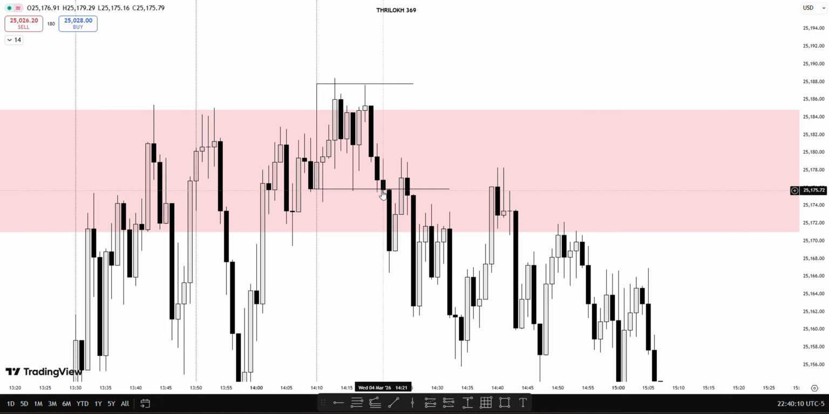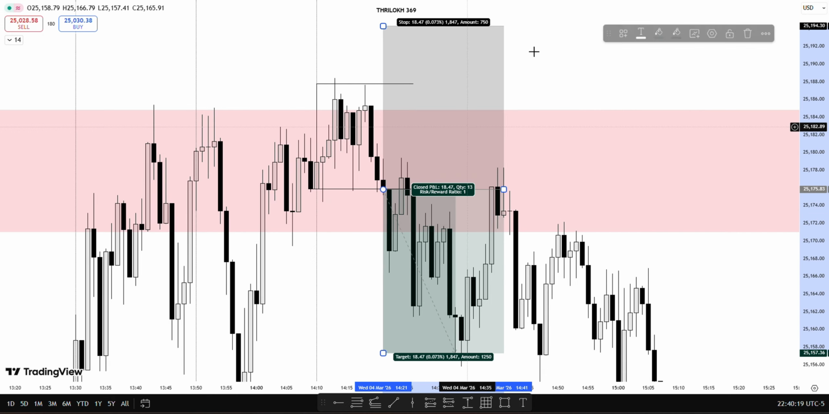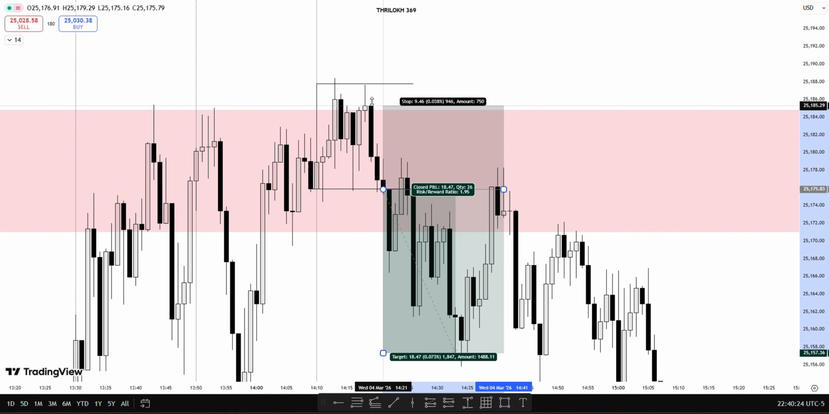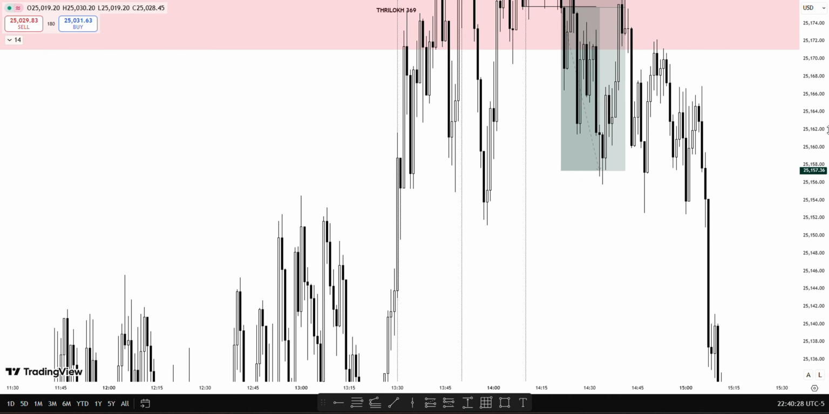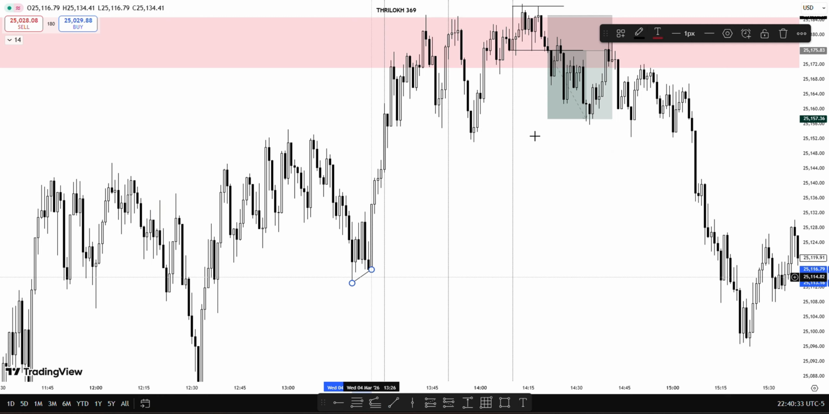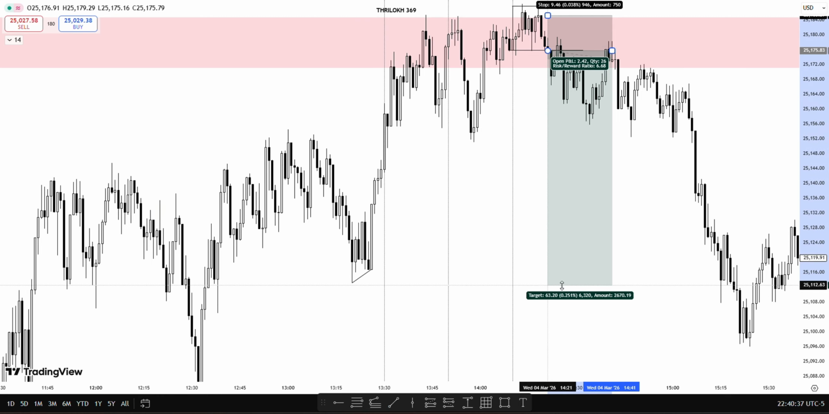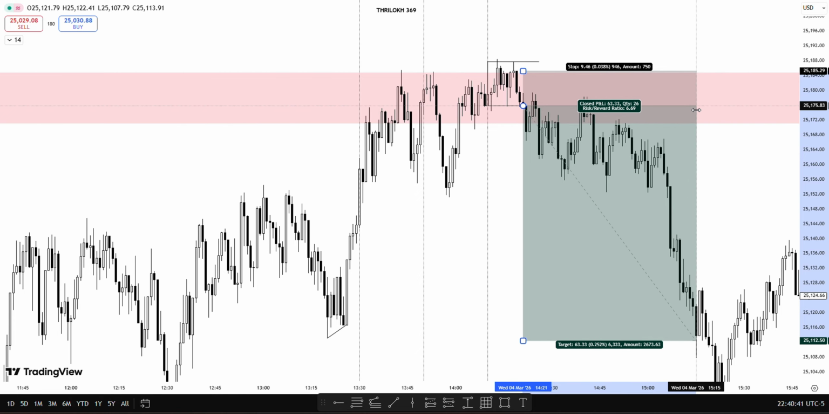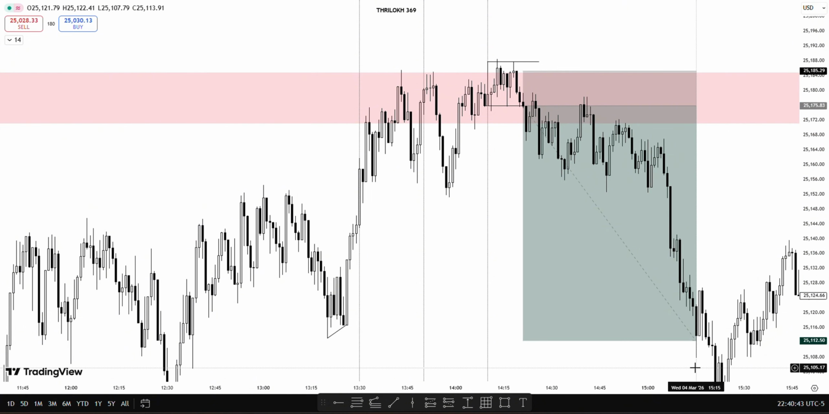You can enter here, or at this fair value gap. This is a short position right over here, and our stop loss is from here. And our exit was this relative equal low. Target the relative equal low. Price traded over that before the market closing.